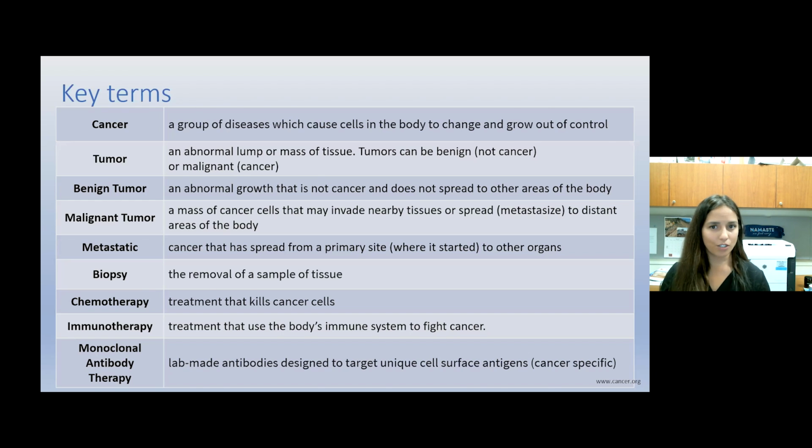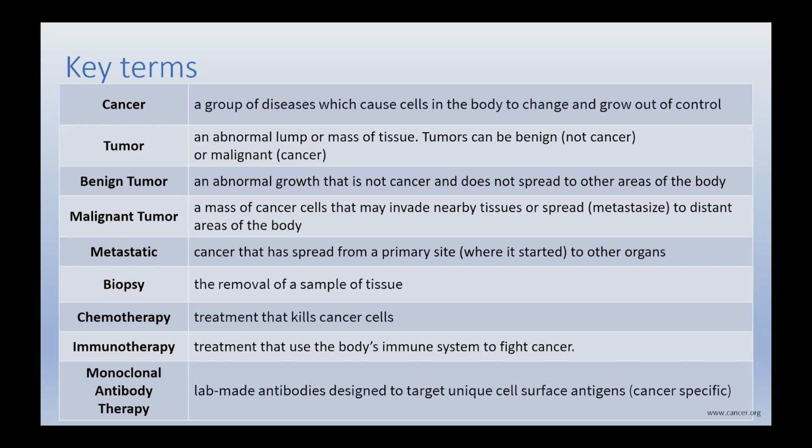So first, cancer. It's a big word, but let's break down its meaning. I discussed it a little bit earlier, but a simpler definition is that cancer is a group of diseases which causes cells in the body to change and grow out of control. Next, tumor. A tumor is an abnormal lump or mass of tissue. Tumors can be benign, so not cancer-related, or can be malignant, cancer-related.